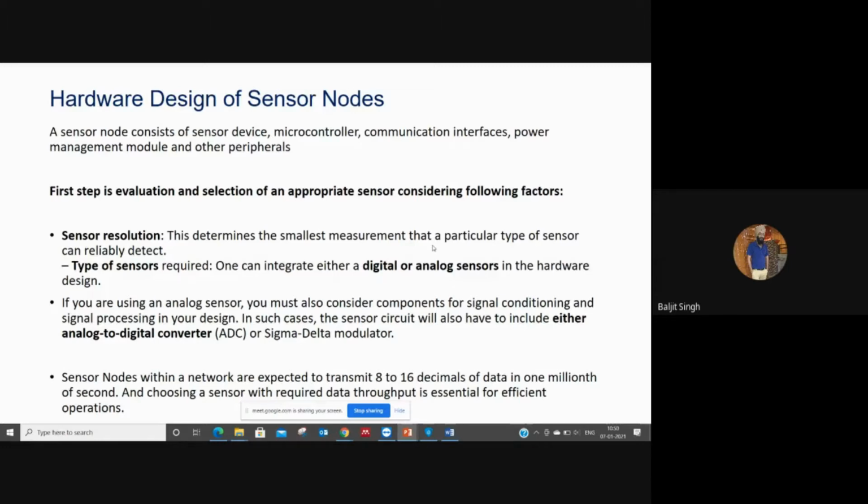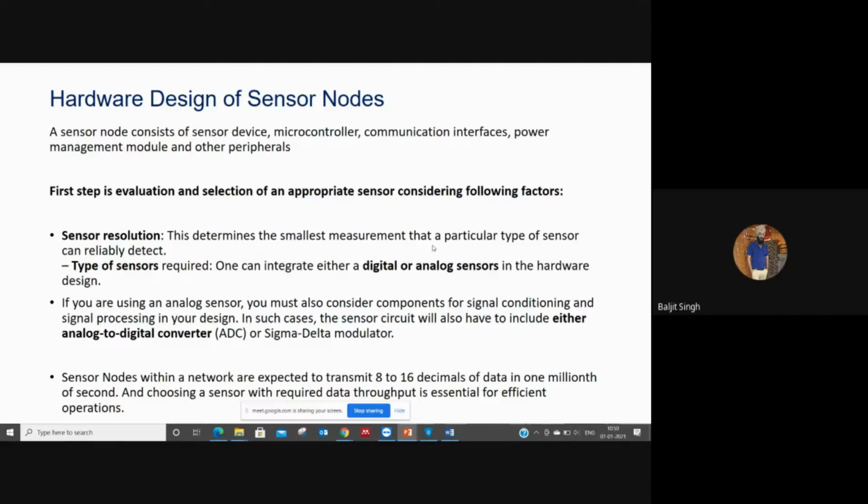Okay, so a sensor node consists of a sensor device, a microcontroller, communication interfaces, a power management module like battery charging, discharging, over voltage protection, all these come in power management, and other peripherals as per the requirements. Other peripherals can include any input keyboard, any display unit, any other external memory if required. So all these come under other peripherals.